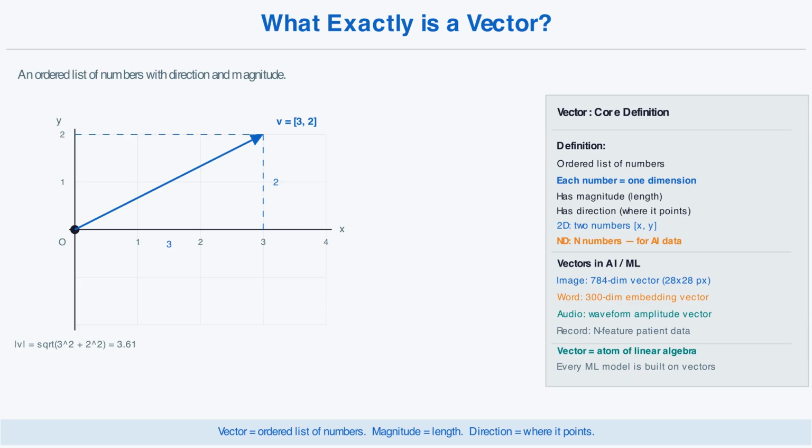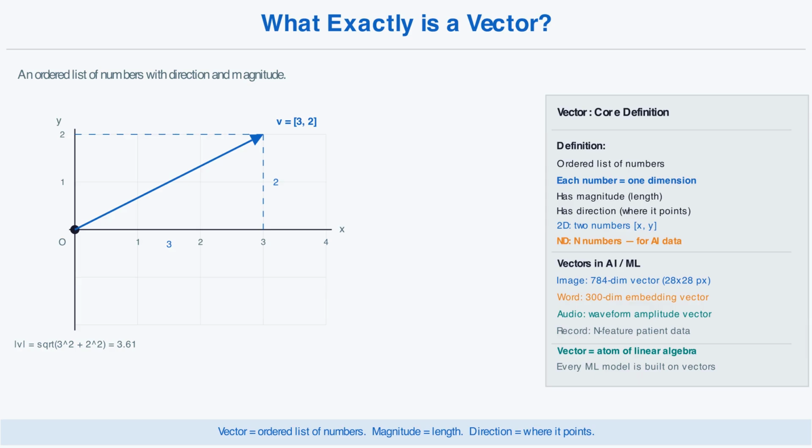It has exactly two properties: magnitude, which is its length, and direction, which is where it points. Mathematically, the magnitude of the vector 3, 2 is the square root of 3 squared plus 2 squared. That is the square root of 13, which is approximately 3.61.